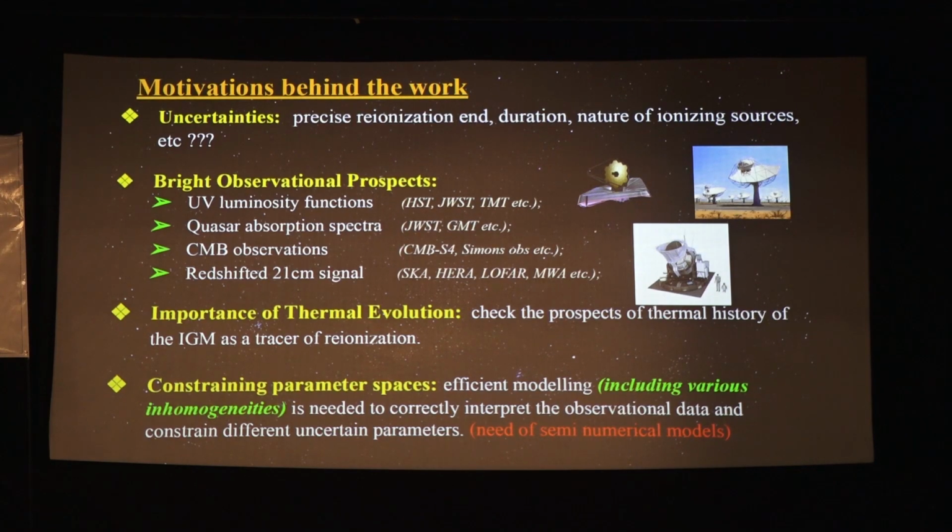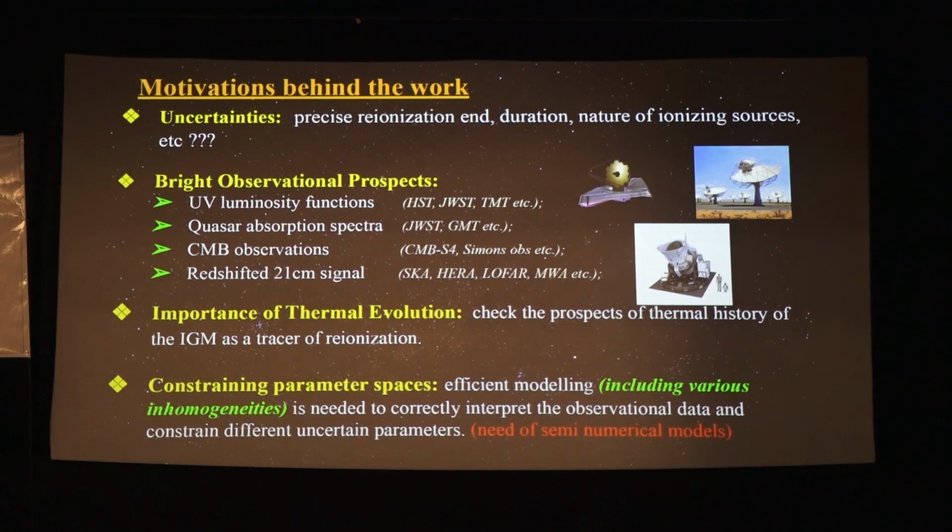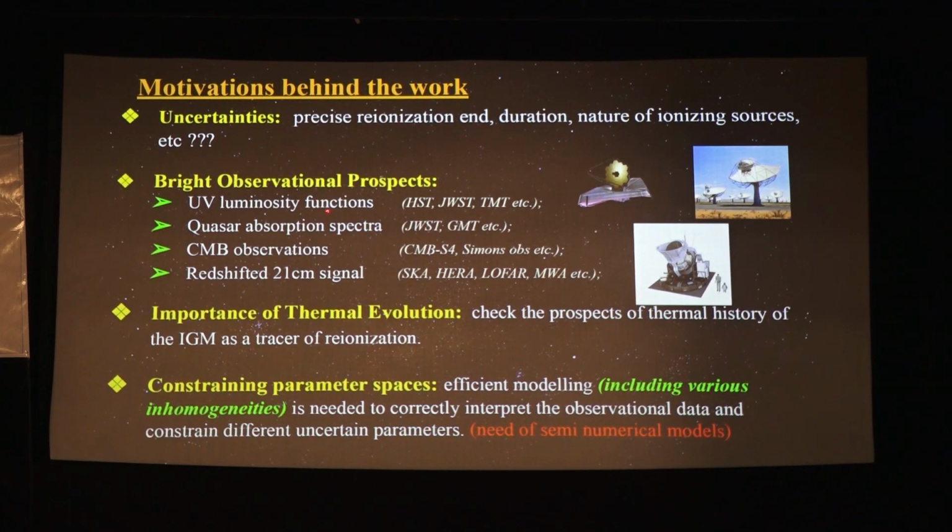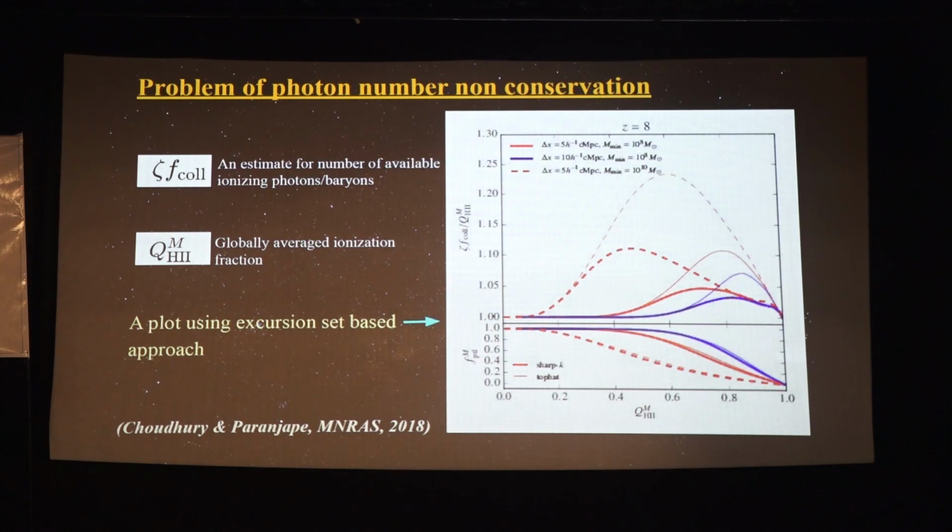The other motivation is that we want to check the prospects of thermal history as a tracer of reionization. This idea is also not very new, but it hasn't got the required attention, so we'd like to take a look into this. And lastly, we will have all this observational data, but to correctly interpret it, we need efficient and reasonably accurate models, which will include all the inhomogeneities. We know that reionization is an intrinsically inhomogeneous process, and that's where the semi-numerical models come in. Girish has already introduced nicely the semi-numerical models and their pros and cons. Today I will be talking about the semi-numerical model with which I am working.